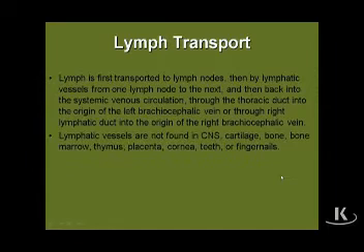Lymph is transported by lymphatics first to lymph nodes, then traffics through those lymph nodes from one node to the next, and ultimately back into the venous circulation through either the thoracic duct, which drains into the origin of the left brachiocephalic vein, or through the right lymphatic duct that drains into the origin of the right brachiocephalic vein. As we know from gross anatomy, the thoracic duct drains much more lymph because it drains all of the lymph from tissues below the diaphragm. Lymphatic vessels are not found in the central nervous system, cartilage, bone, bone marrow, thymus, placenta, cornea, teeth, or fingernails.